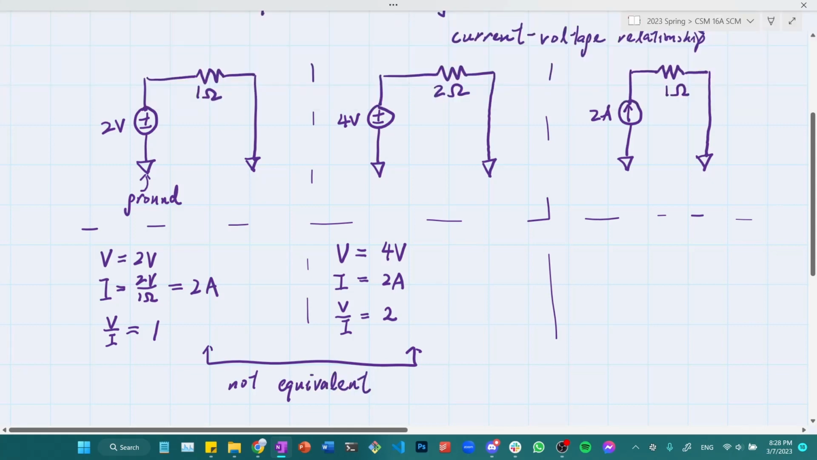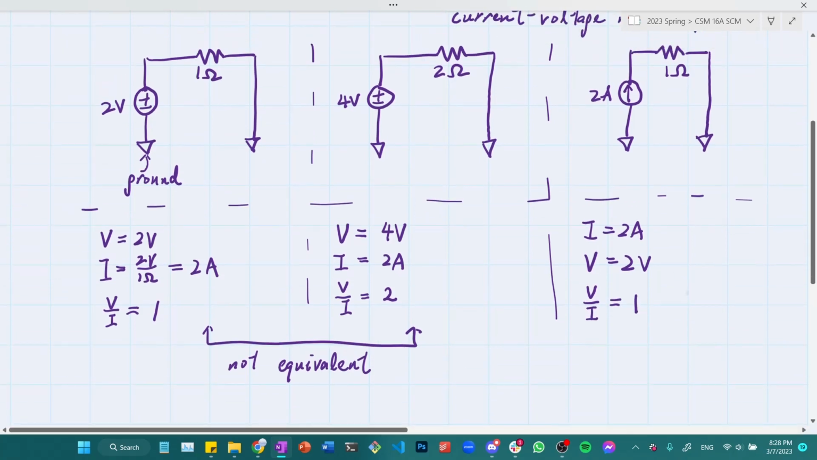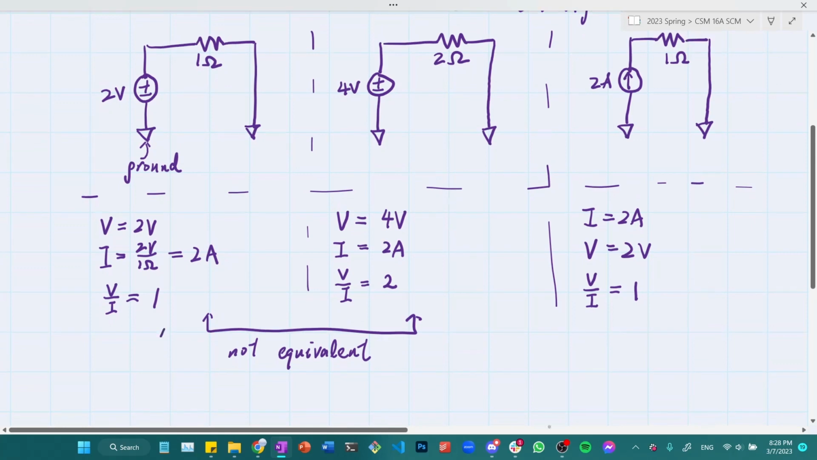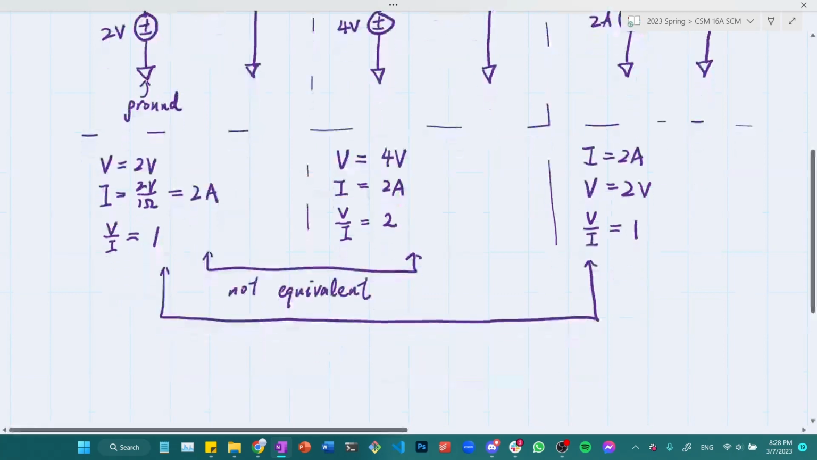Okay, what about the third one we have here? It has 2 ampere, and the resistor is 1 ohm. So the voltage passing through this circuit is 2 V. So, sorry about this. We see that the IV relationship would also be equal to 1, which would make these two circuits equivalent because they have the same IV characteristic, or the same IV relationship.